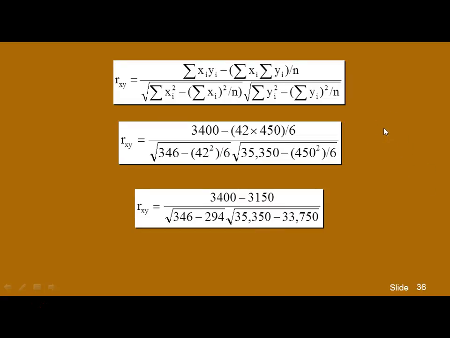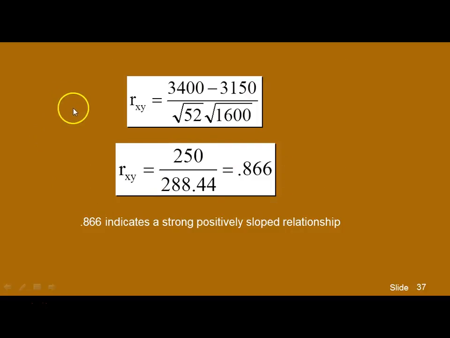Again, be careful if you're doing this by hand for calculation errors. Plug all the numbers in, slowly start to get the results. You should end up with a correlation of 0.866. Again, we have a pretty strong positive correlation, remembering that the correlation coefficient can't be higher than +1.